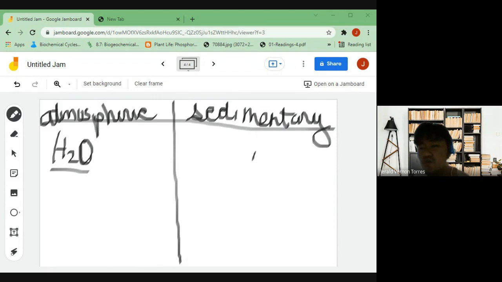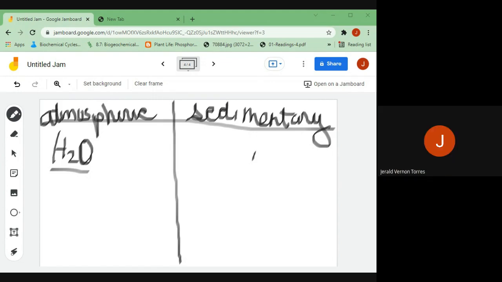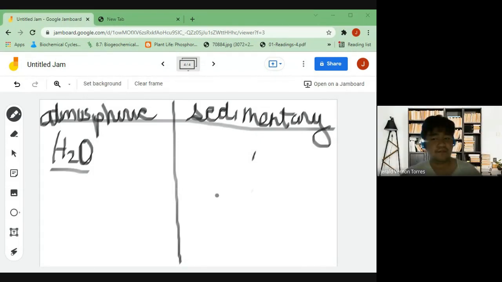Okay, let us go to nitrogen. Sige nga, what about nitrogen? Princess, is nitrogen stored in the atmosphere or sa geosphere? Sedimentary ba ang nitrogen? Saan na-store ang nitrogen? Ano ang most stable form ng nitrogen? Atmosphere pa rin yan. That is why it's an example of an atmospheric cycle kasi ang storage or reservoir niya would be atmosphere. That's why we consider the nitrogen cycle as an atmospheric cycle.